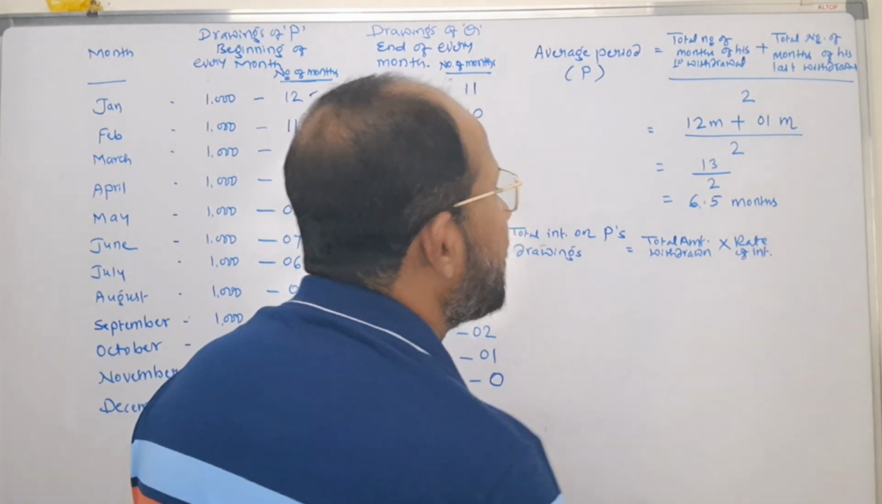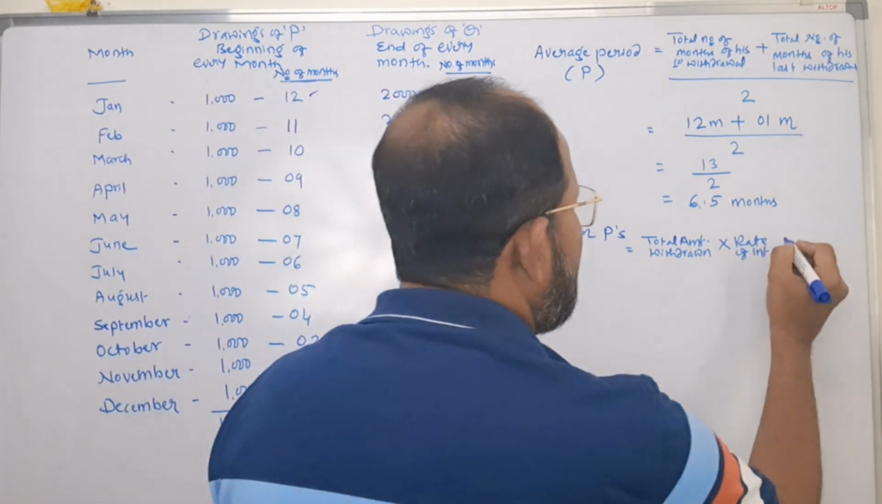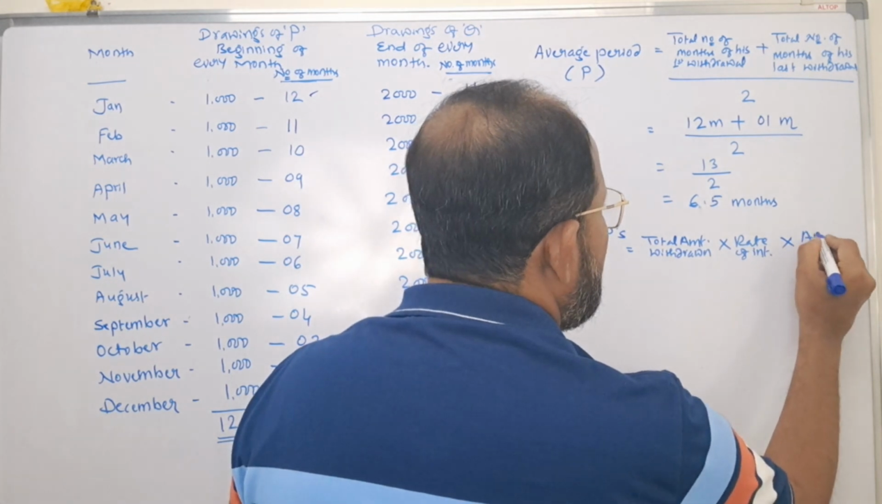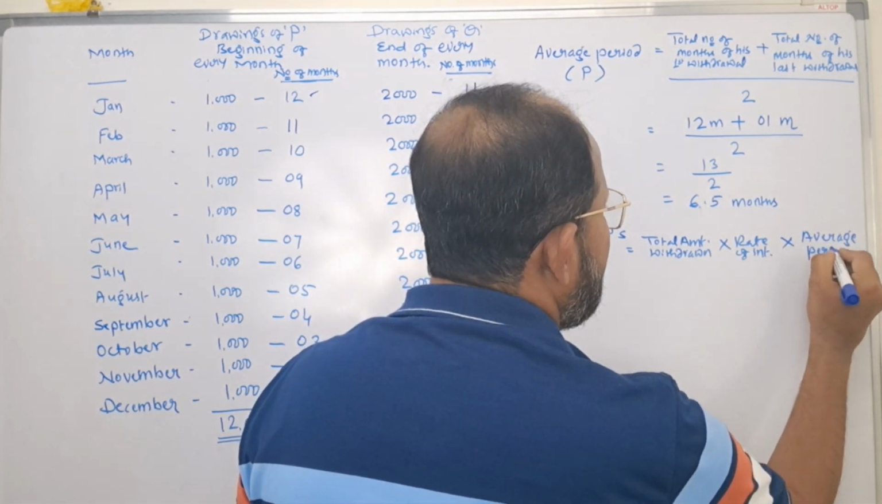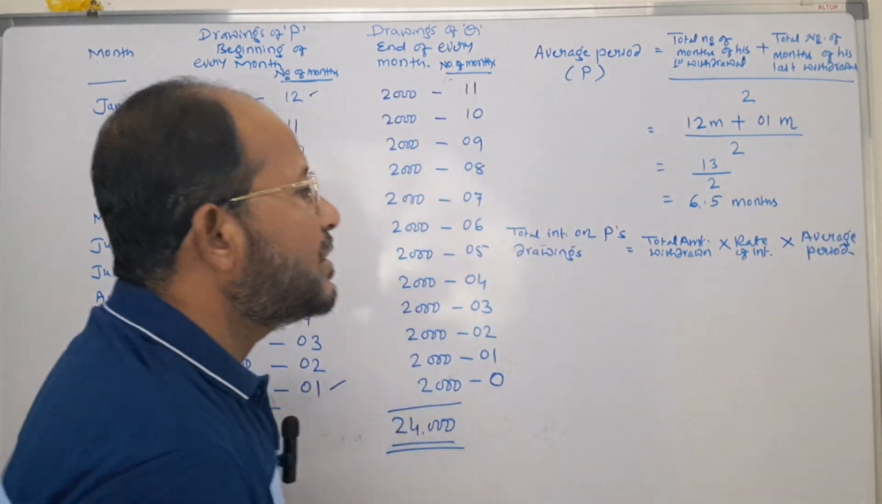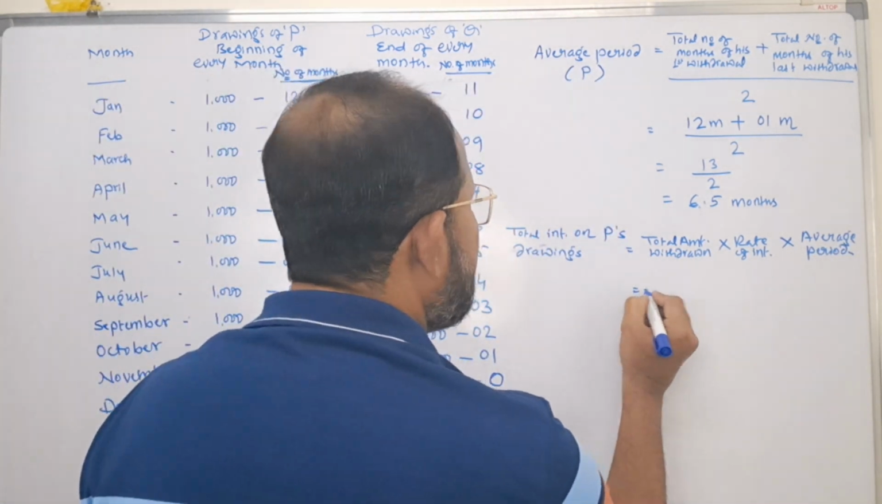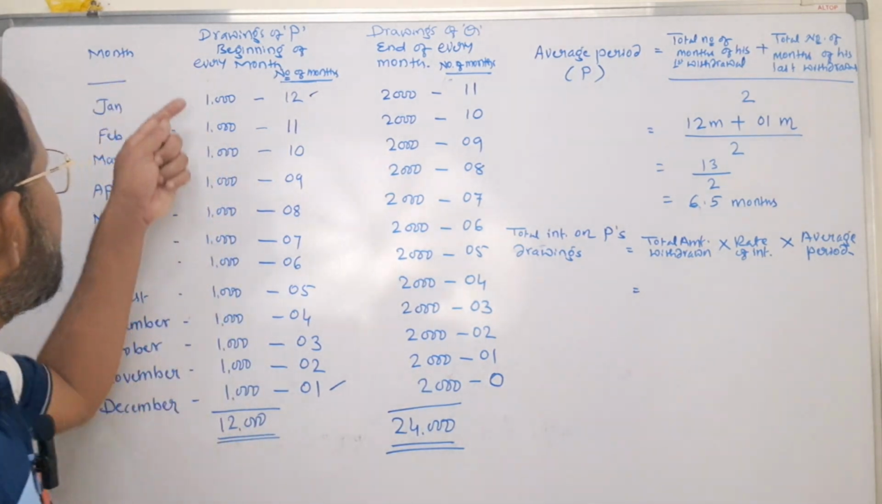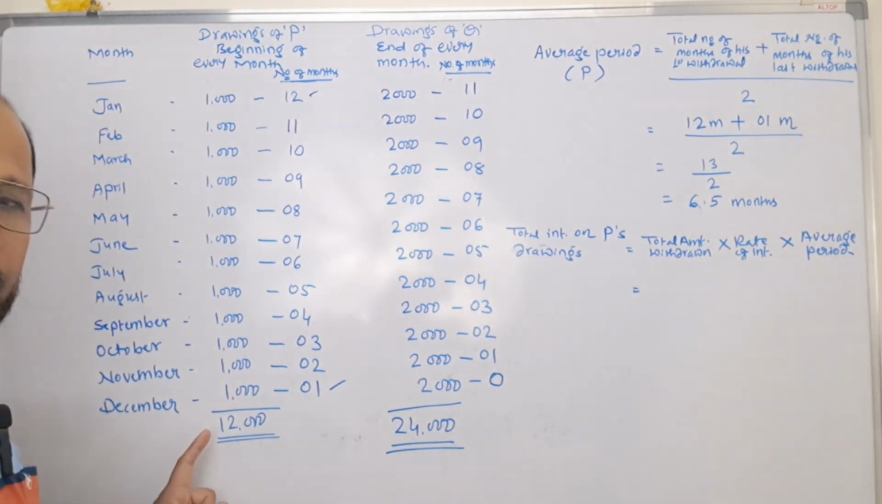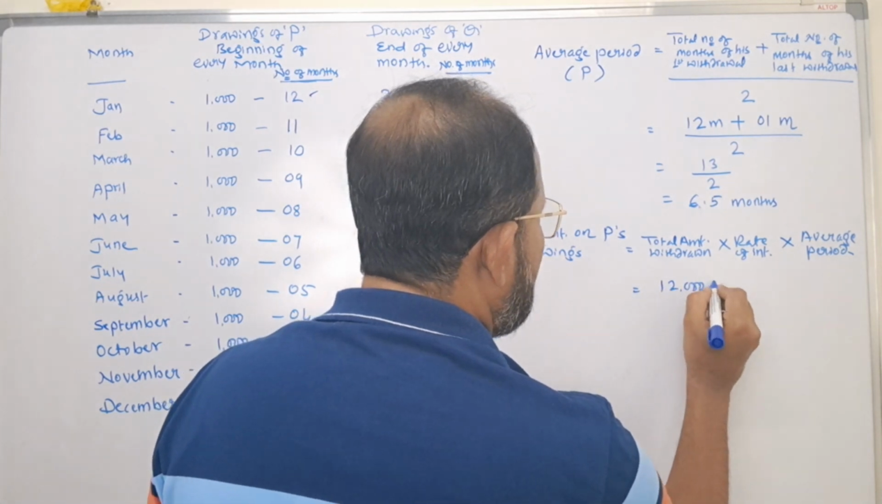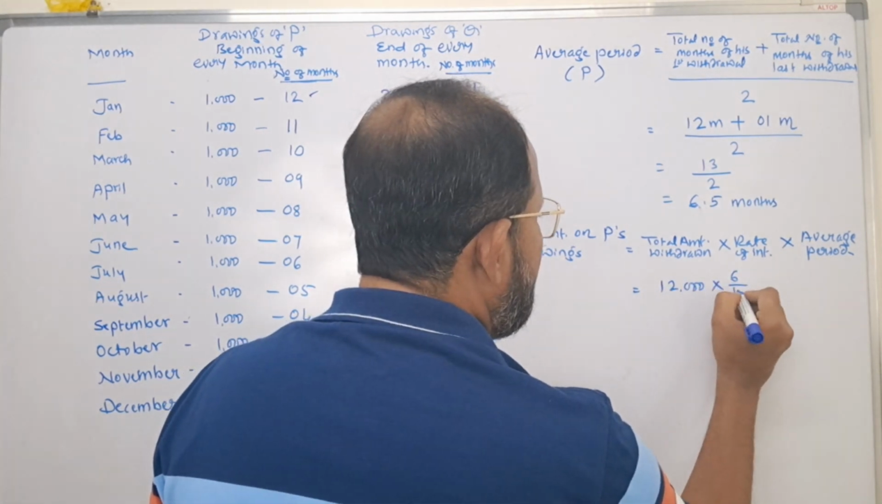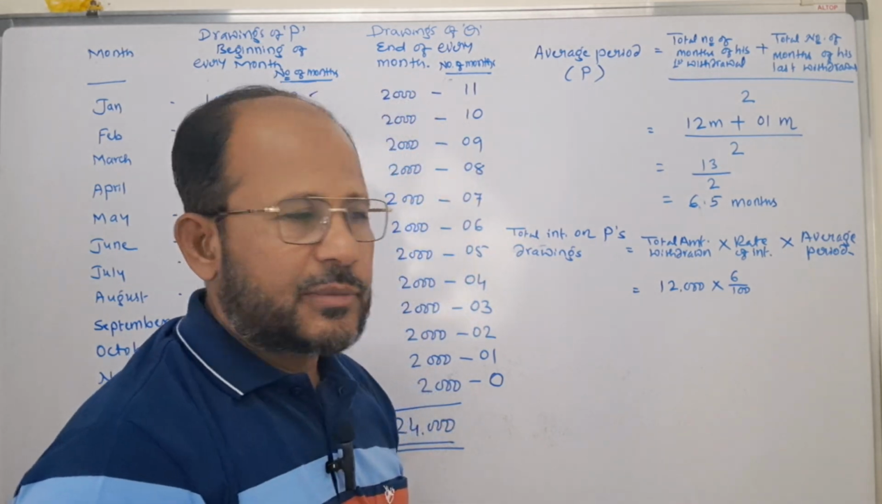6% is given in the problem. Rate of interest, you take into average period. If you remember this formula, easily you can calculate interest. See, total amount withdrawn by Mr. P in this example was rupees how much? Rupees 12,000. That is why here I take rupees 12,000. Rate of interest is already given in the problem, that is 6%.